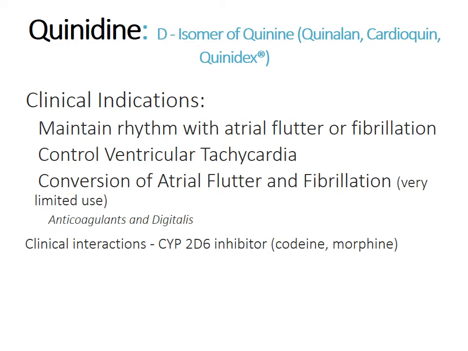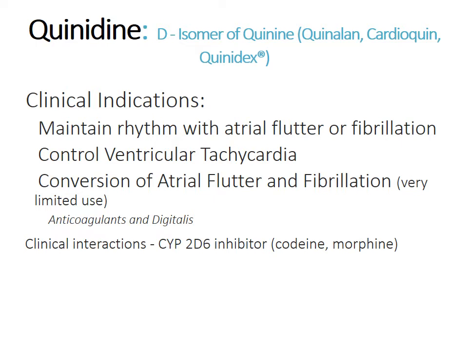So you might use quinidine to maintain rhythm. If you have a patient who has maybe atrial flutter or fibrillation, it can help to prevent recurrence of aflutter or fib. It can help to control ventricular tachycardia because, again, it wouldn't be working just specifically on the nodal tissue, so it's able to work either in the atria or the ventricles. And in some limited cases, you might actually see it being used for chemical cardioversion of AFib and AFlutter. Again, not used very frequently.